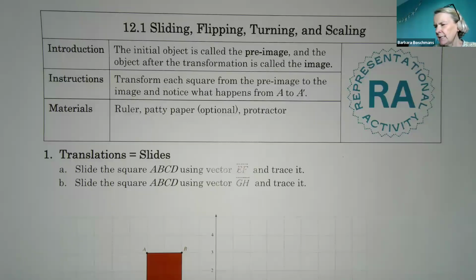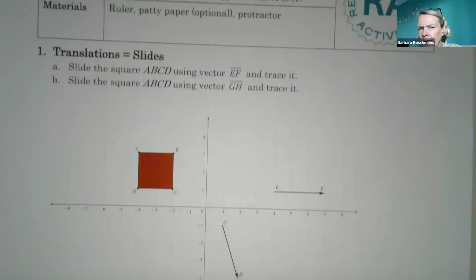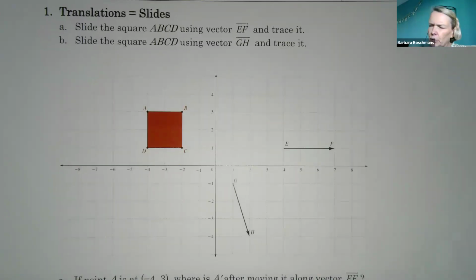Activity 12.1, sliding, flipping, turning, and scaling has to do with transformations. And this is one of those topics in mathematics that can start in kindergarten and go all the way up into college mathematics. The very first one is a slide. And we're going to do this on a coordinate system, which makes it a bit easier.